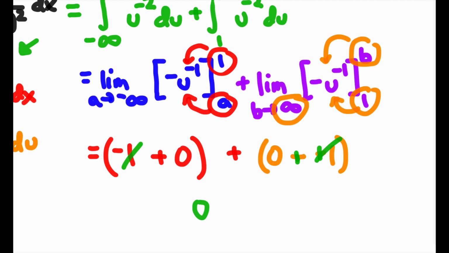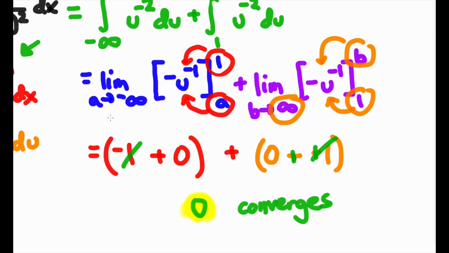So the answer for this improper integral would be 0, because it has a finite value for its limit, you would say that it converges. So I'm just going to write that it converges. Again, not really part of the answer, but it's a good concept that you'll need to know for later on in the class.